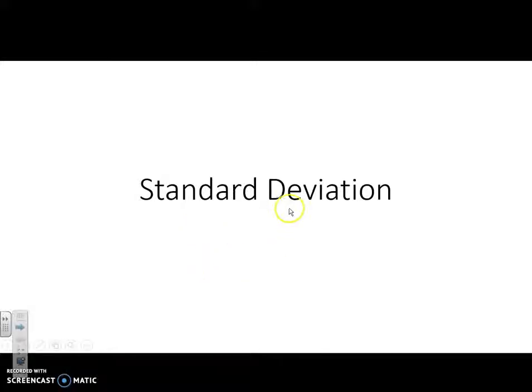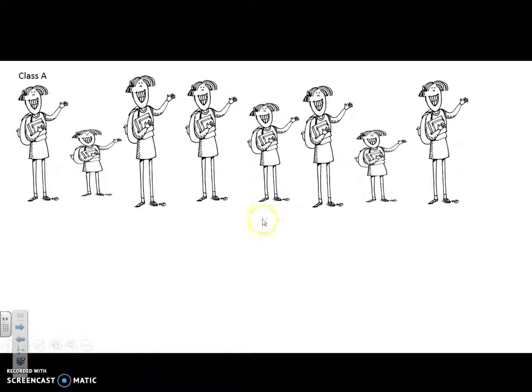Hey folks, quick video about standard deviation, what it is, what it means, and how we use it when we're comparing two sets of data. So let's start off with a really simple little thought experiment.